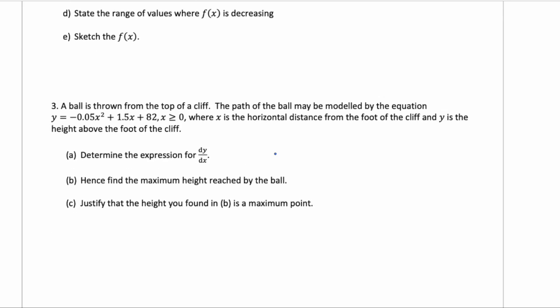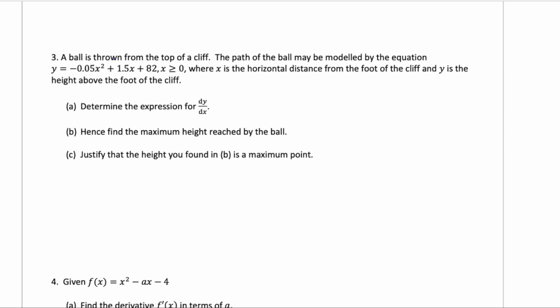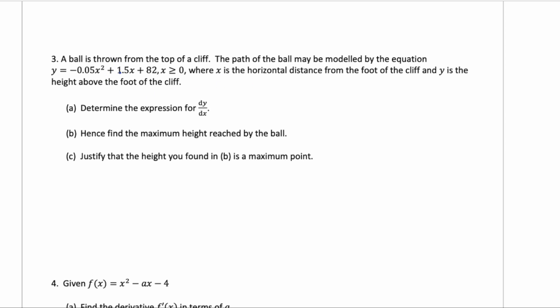Okay, let's skip down to this real life question right here. A ball is thrown and the height is modeled, or the path is modeled, by this function. So let's find the derivative. We can do 2 times this, which is negative 0.1x, and this becomes just 1.5. Hence, find the maximum height. The "hence" is a very important word. That's an IB command term that means you have to use the derivative.